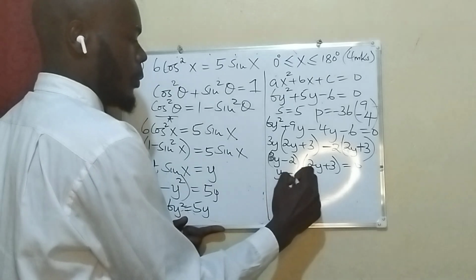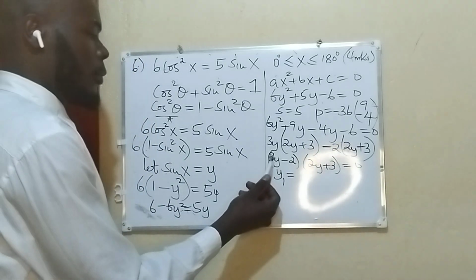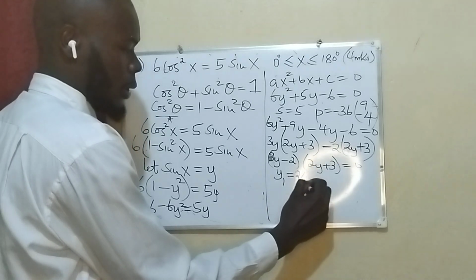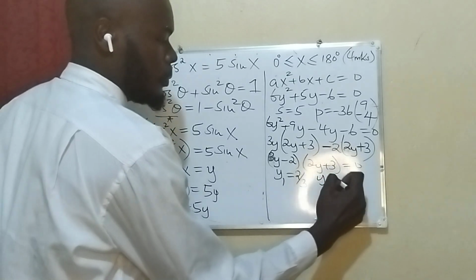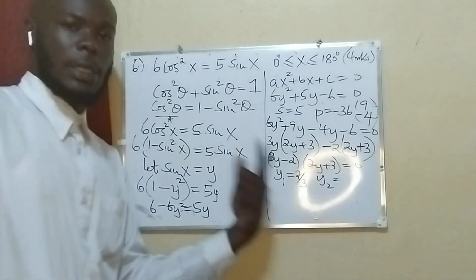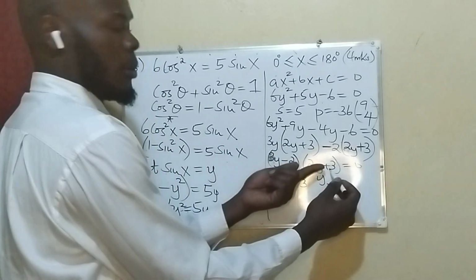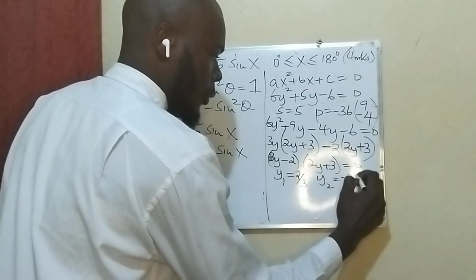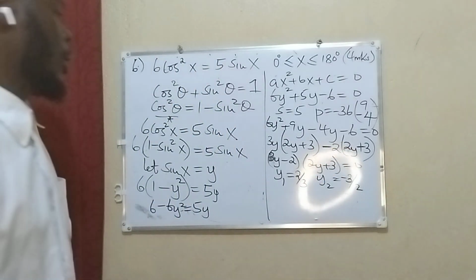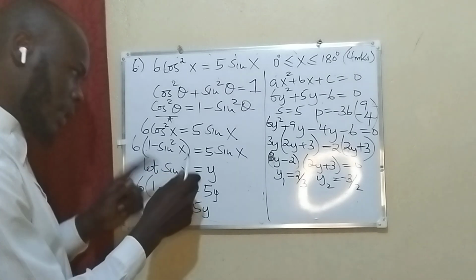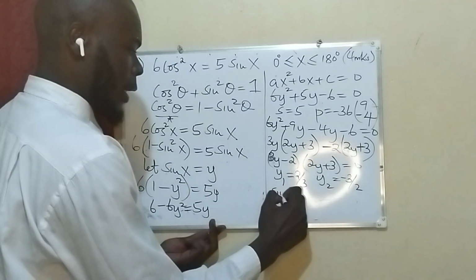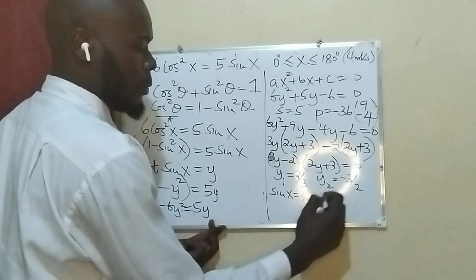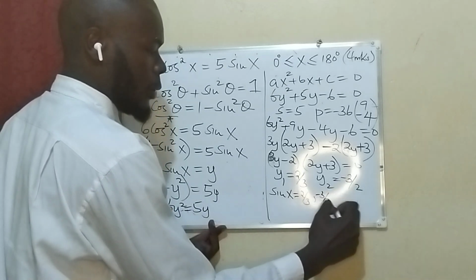So your y1 will be from 3y minus 2 equals 0, so it will be 2 over 3. Then your y2, solve this equation, 2y plus 3 equals 0. So positive 3 goes to the other side, negative 3. Then divide by 2, negative 3 over 2. So you come back, you said sine x is equal to y. So you'll have sine of x is equal to 2 over 3, then the other value, negative 3 over 2.